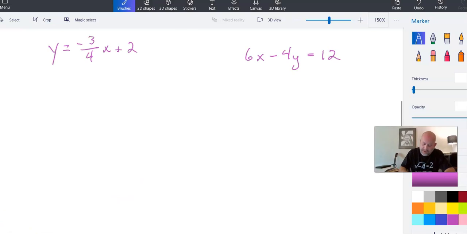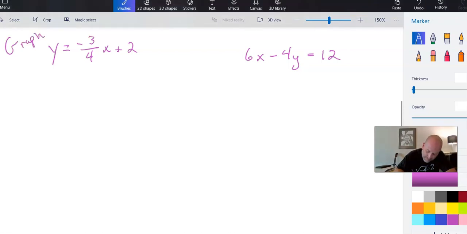Okay, so here's 2 equations, and these are for you to go ahead and graph these. So go ahead and pause your video here, do your best to graph them, and then go ahead and push play to see the solution.